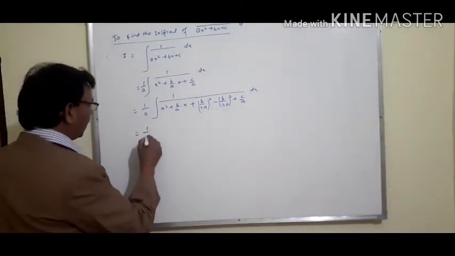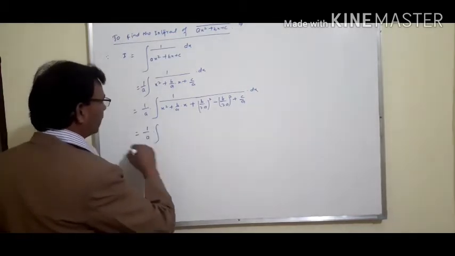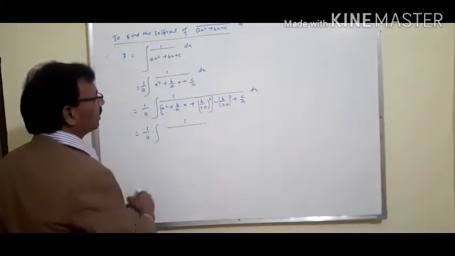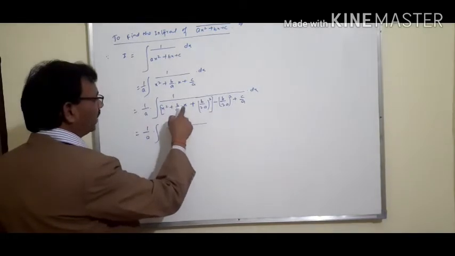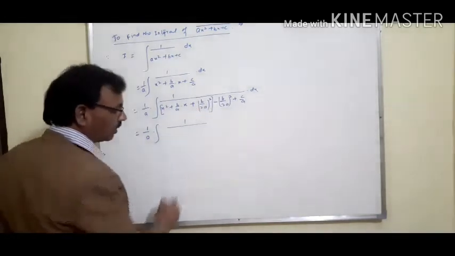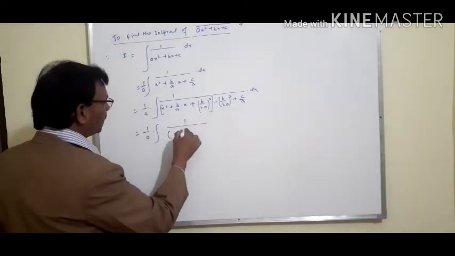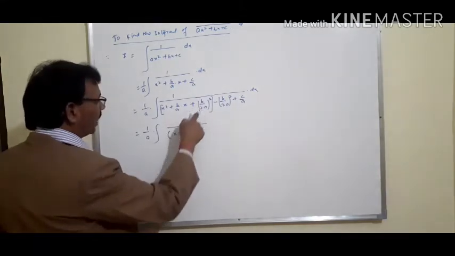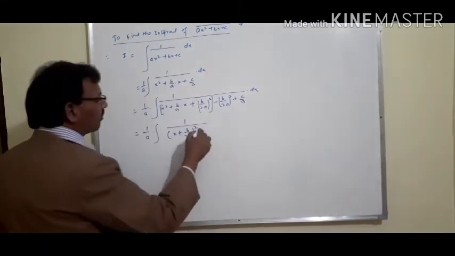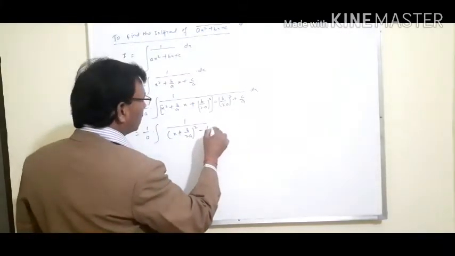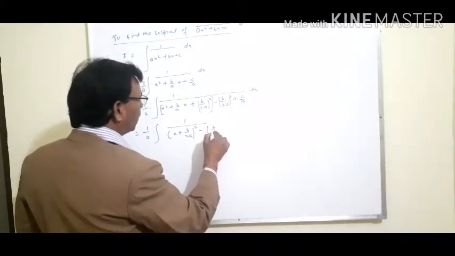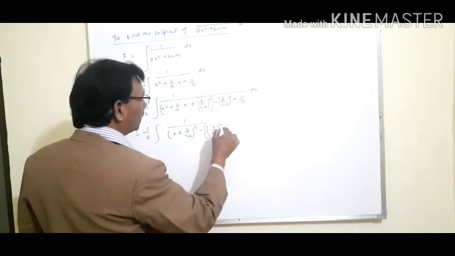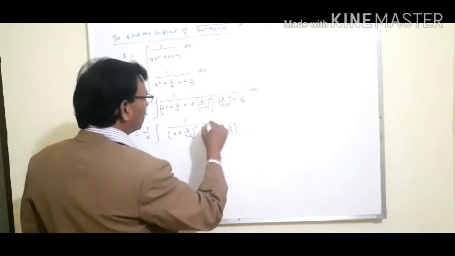We can write 1 upon a into the integration of 1 upon x square plus b upon a into x plus b upon 2a whole square. We can write x plus b upon 2a whole square, minus b upon 2a whole square, minus c upon a, into dx.